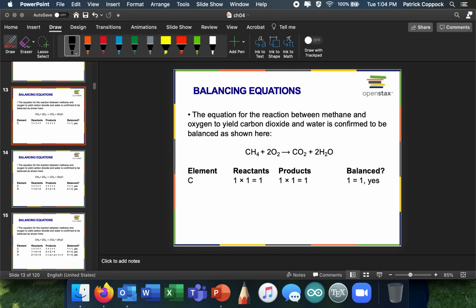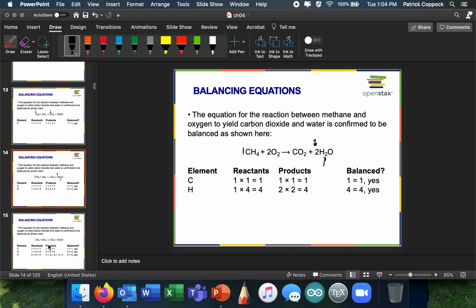Let's start with carbon. So can you see that there is 1 carbon here and 1 carbon here, right? 1 times 1. There's a 1 subscript and a 1 coefficient, so it's 1. Is this balanced? Yes, it is. Okay, let's move on to the next one. What about hydrogen? Hydrogen, there's 1 times 4 gives 4, right? And 2 times 2 gives 4. Is this balanced? Yes, it is.